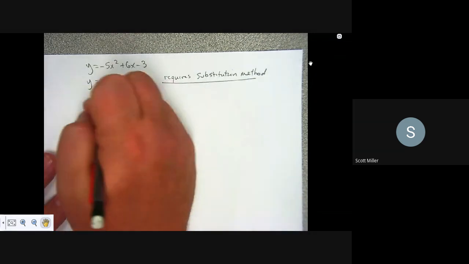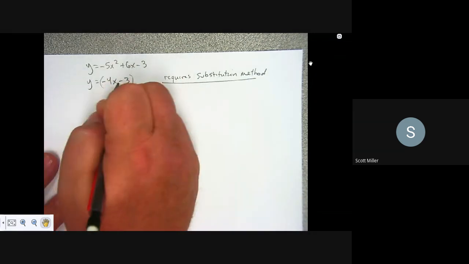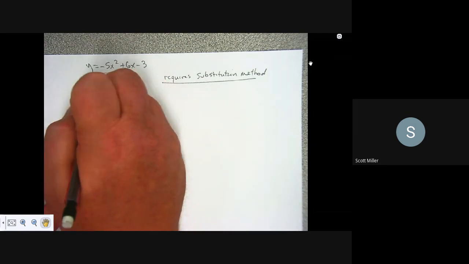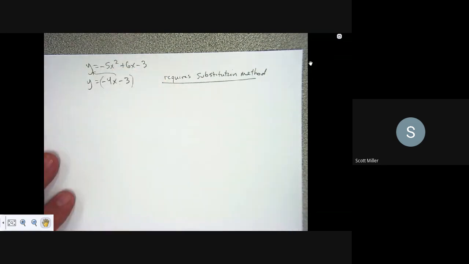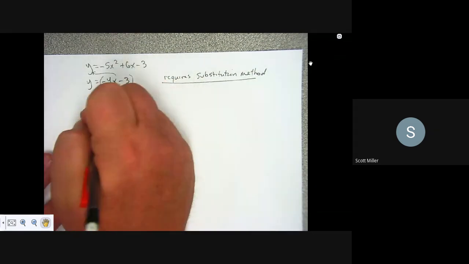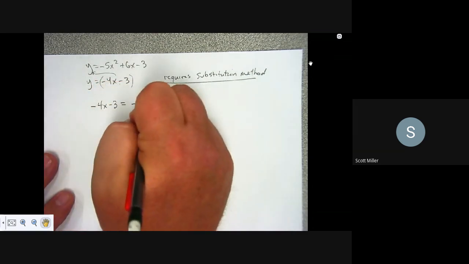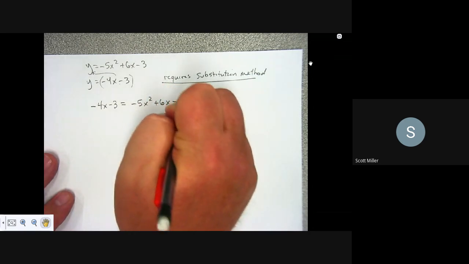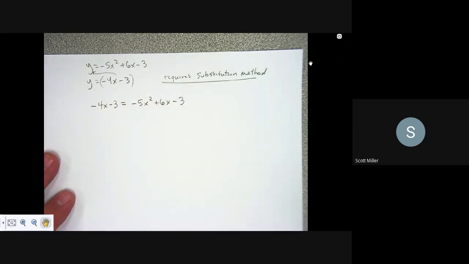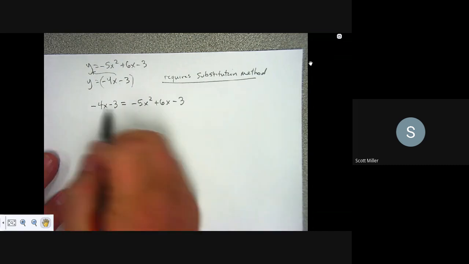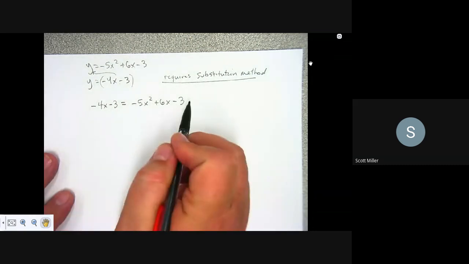So taking one of them, if I put it in parentheses, if y equals that, then I can substitute this into the other equation for y. And so what I end up with is one equation with one variable in it. And that's the substitution method. Our goal now is to solve this quadratic equation.